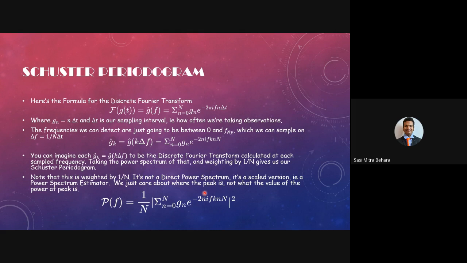Now, the big thing to think about here is that the Schuster periodogram is not the power spectrum directly. It is scaled by 1 by n. You don't know what exactly the power at each frequency is going to be. You just know where the peak is, not the value of the peak. So that's the Schuster periodogram, or the classical periodogram.